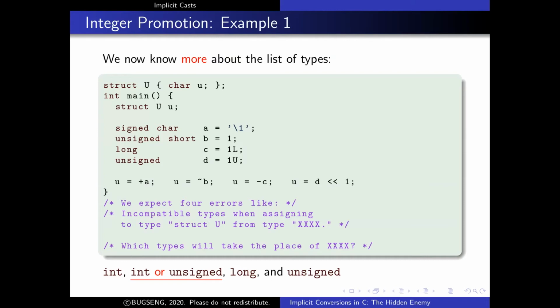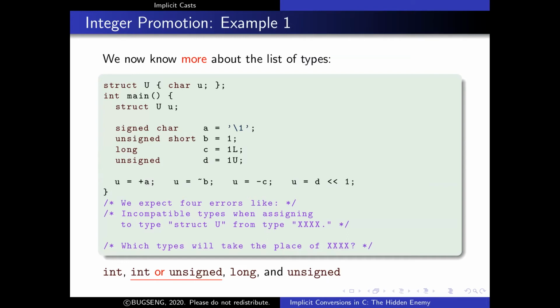For tilde b, the situation is different because we have two options, which we will go through in the next slide. Since b is unsigned short, tilde b will be either int or unsigned. Let's go on to minus c. c is long, so there is no integer promotion, and minus c is long.